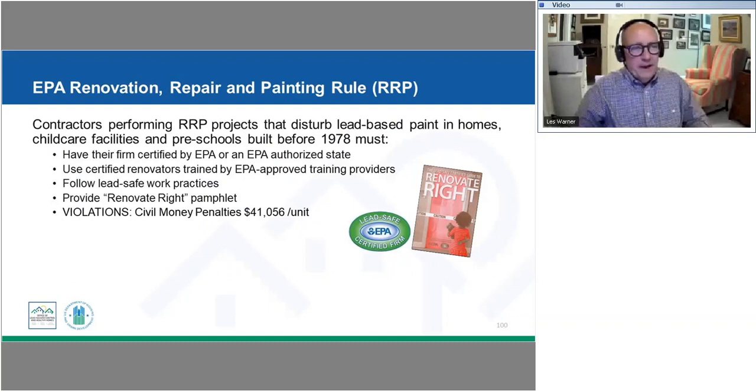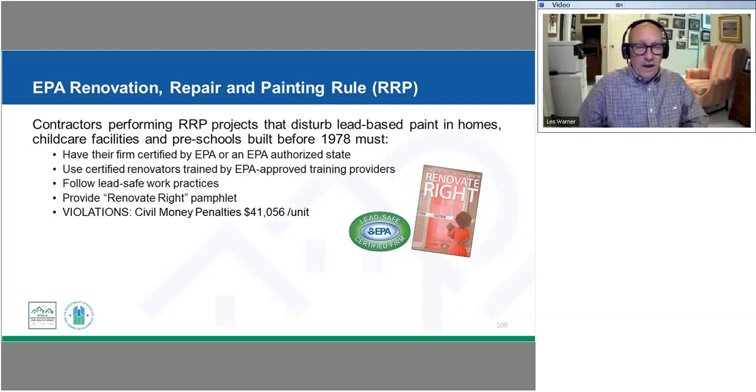So let's talk a little bit about the EPA Renovation, Repair and Painting rule. We refer to it by the abbreviation RRP. And so this applies not only to contractors that are disturbing lead-based paint in residential units, but it also applies to child care facilities and preschools that were built before 1978. So particularly, some of you working with CDBG might be, as part of public service activities, funding child care facilities or preschools. Keep in mind that this applies to those projects that you are funding.